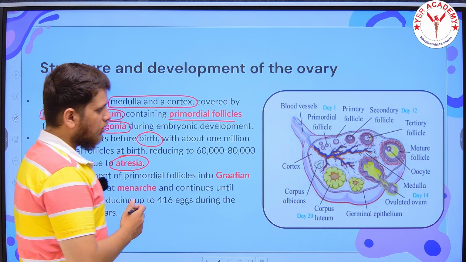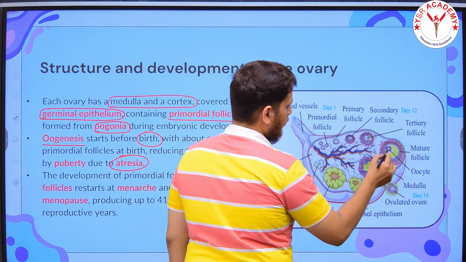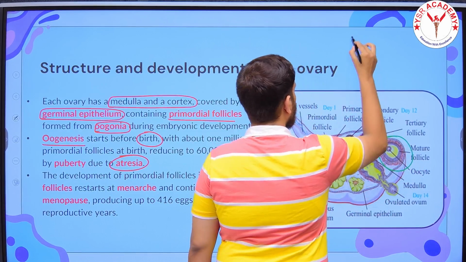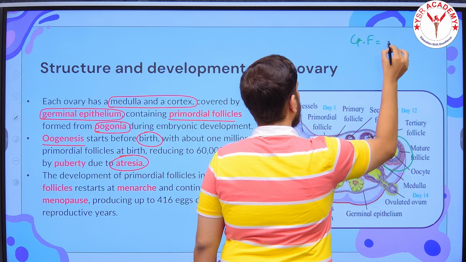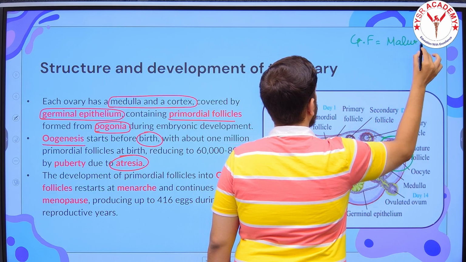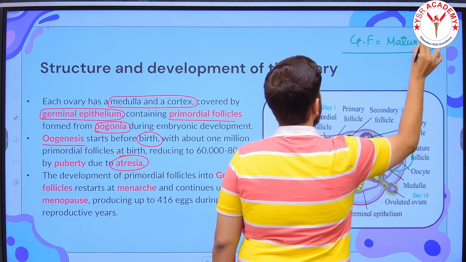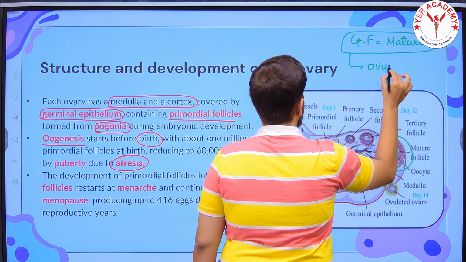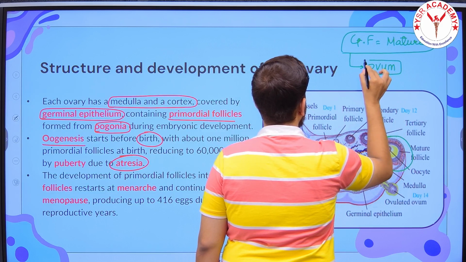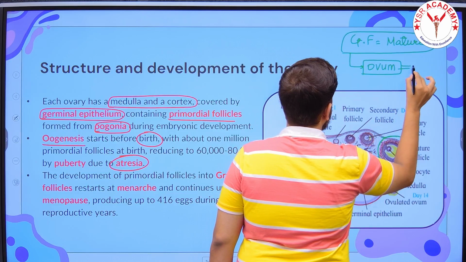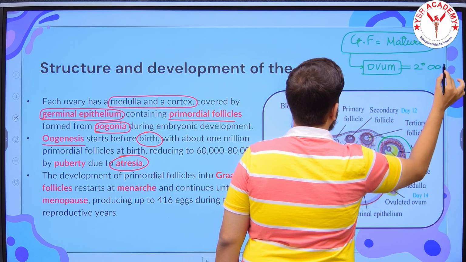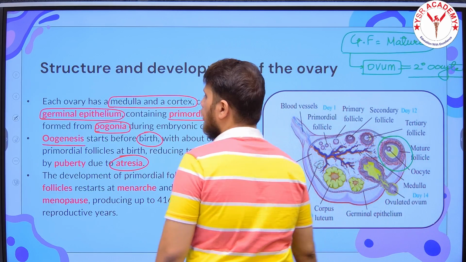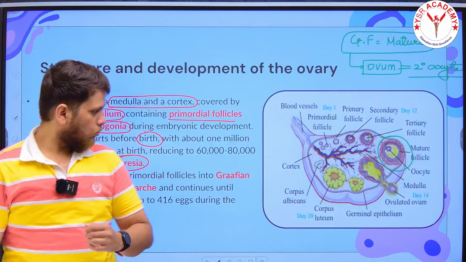What is a Graafian follicle, students? This is a Graafian follicle that you see here. The Graafian follicle is the mature follicle which is going to release a cell which is called ovum. Actually, it is not ovum, we call it secondary oocyte. But for now, as we don't know the difference between the two, let's assume that it is ovum.